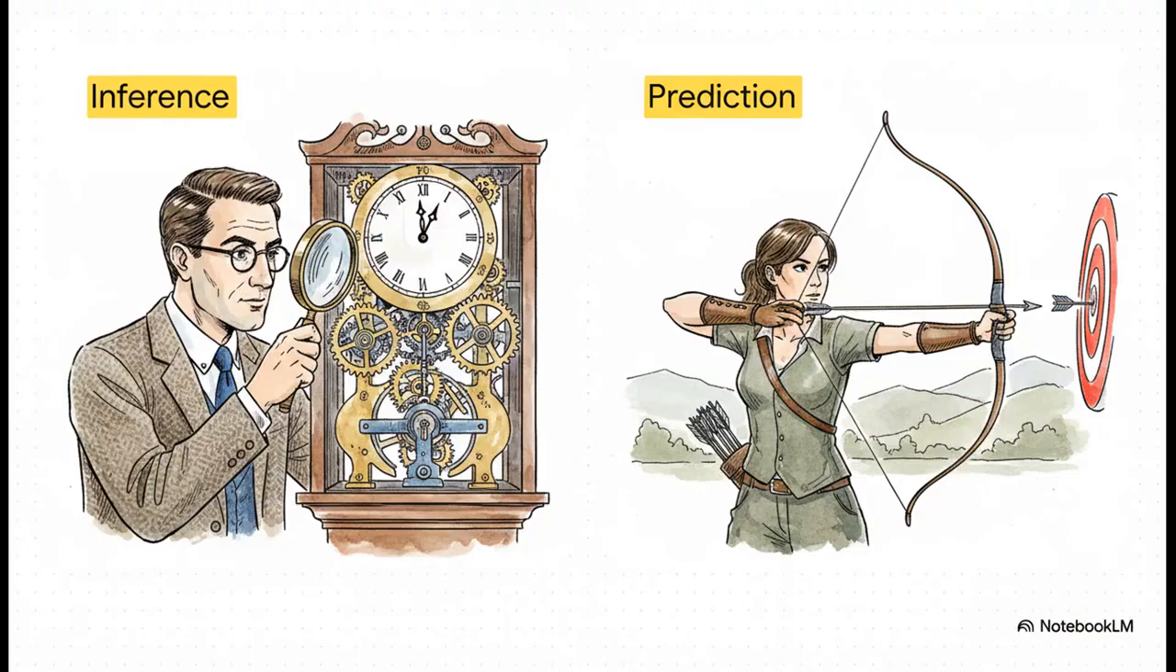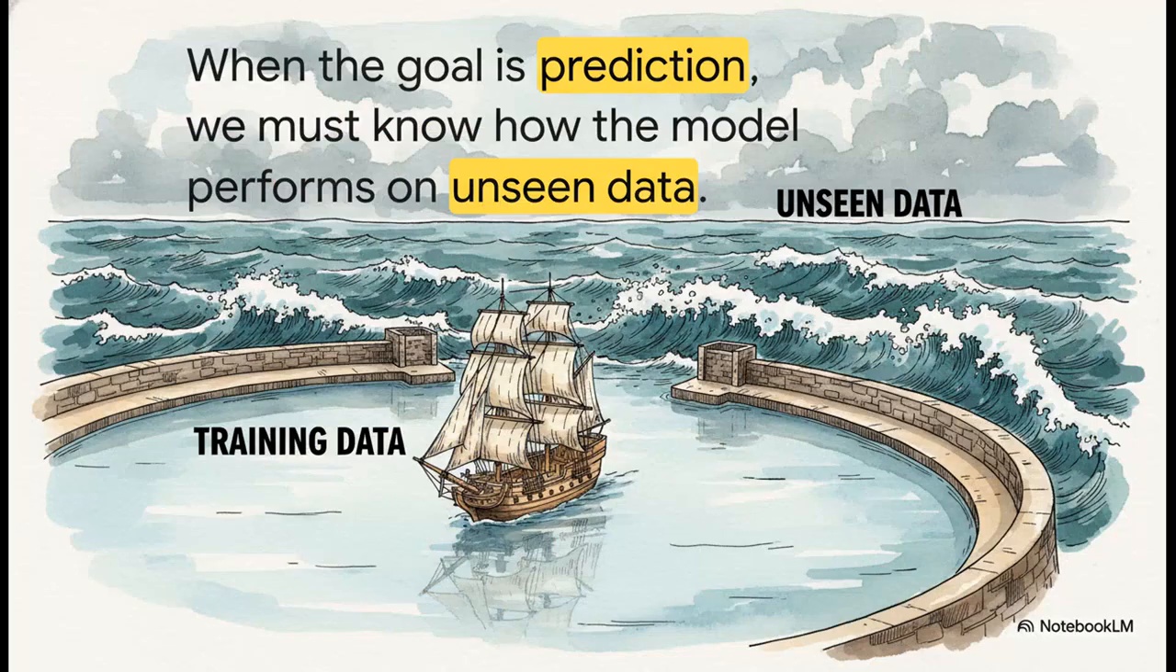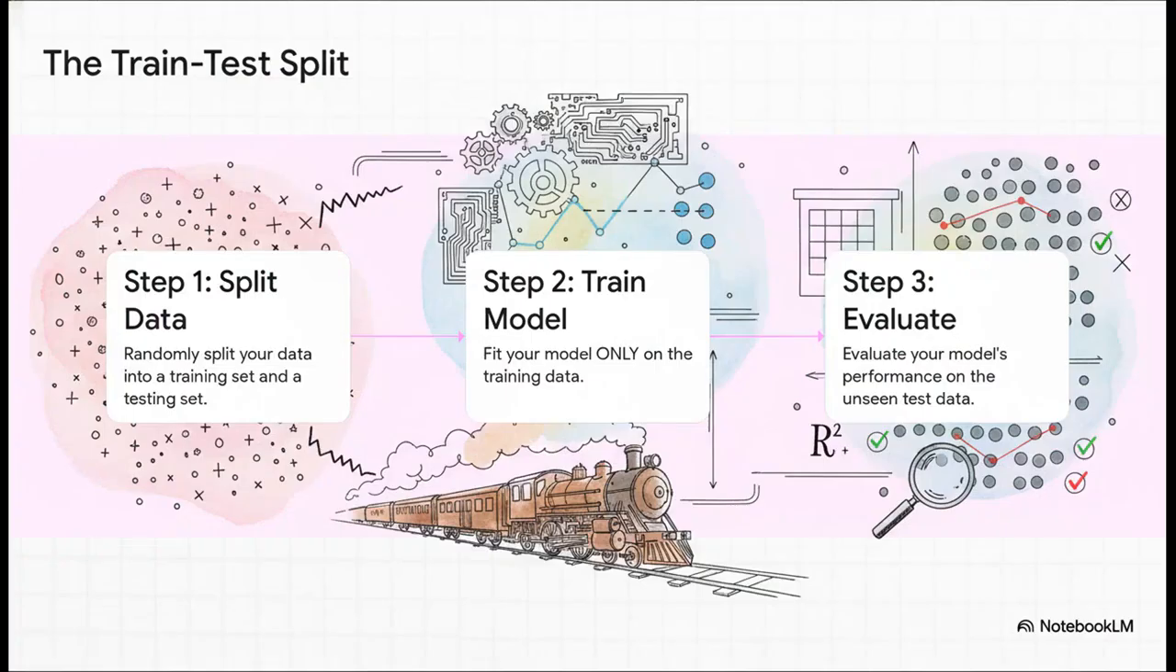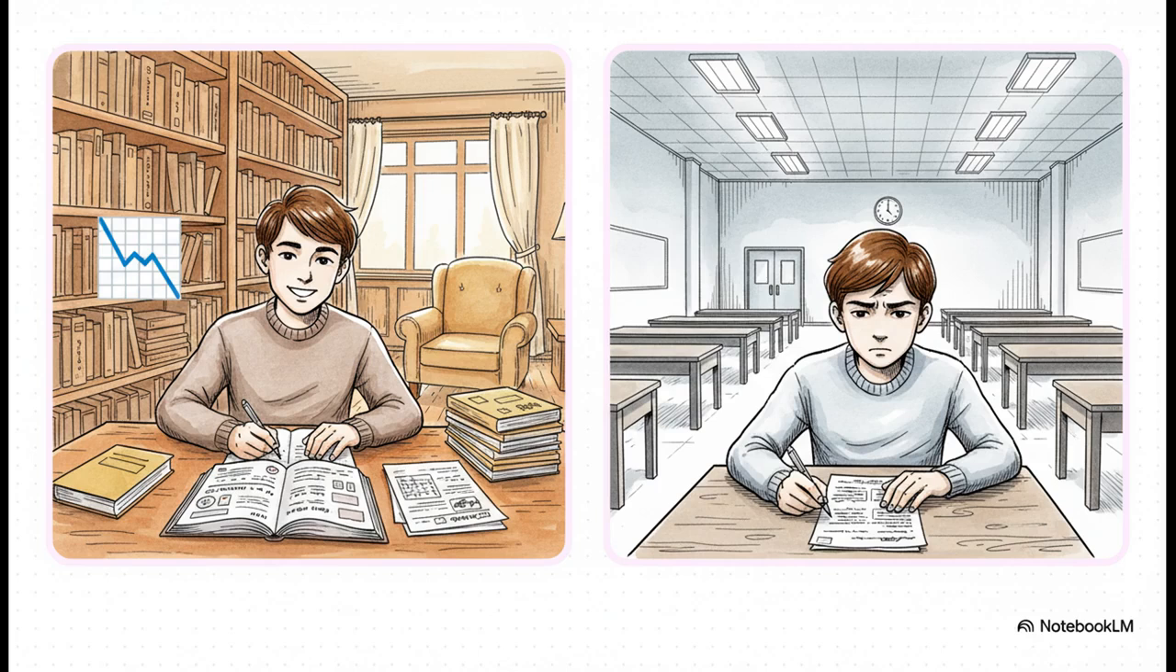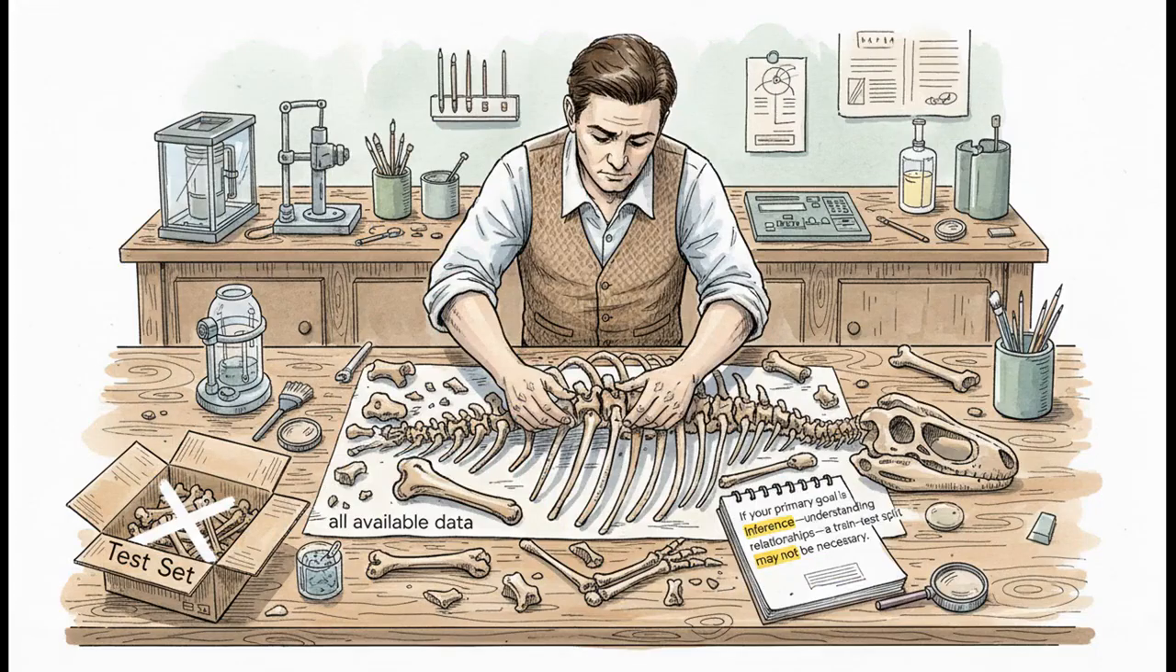And this gets to a key question. Are you trying to understand relationships or make predictions? Because if your goal is prediction, the only thing that matters is how it performs on new data. To check that, we use a fundamental technique, the train-test split. It's a must-know. The training error can be misleading. The test error, now that's the real report card. But if you're just trying to understand relationships, you might not need that split.